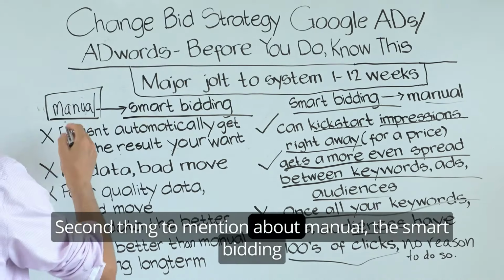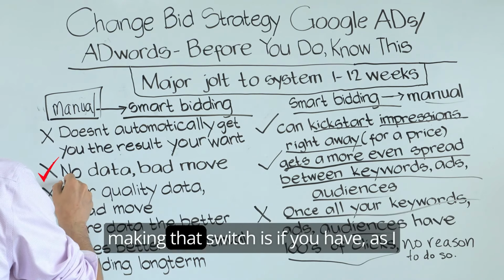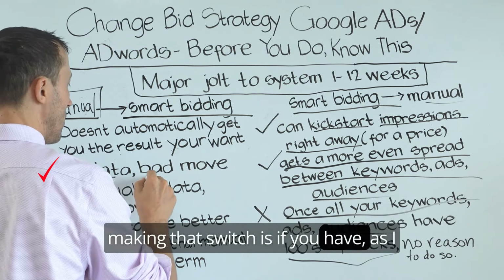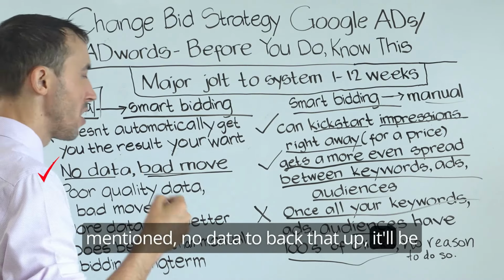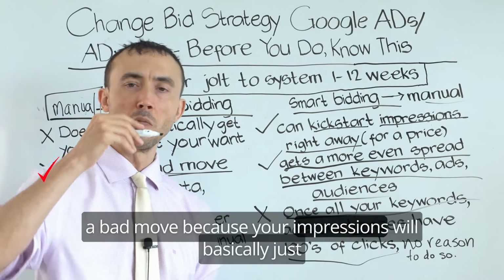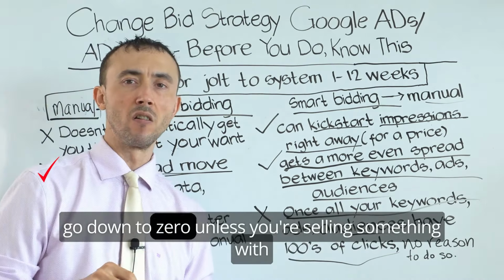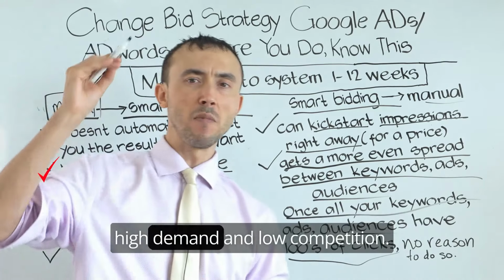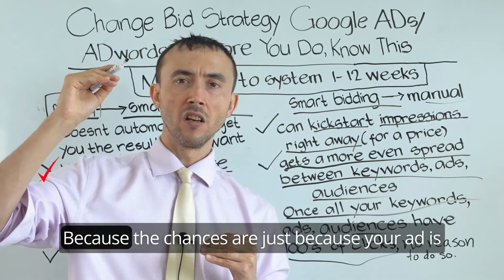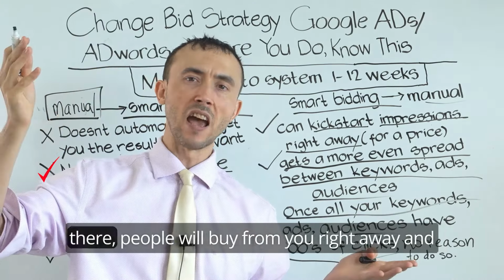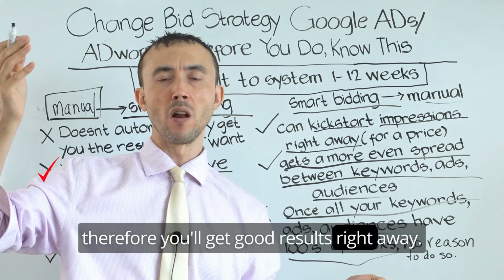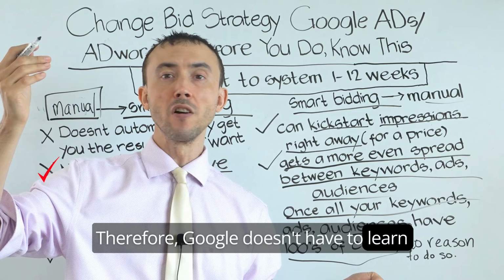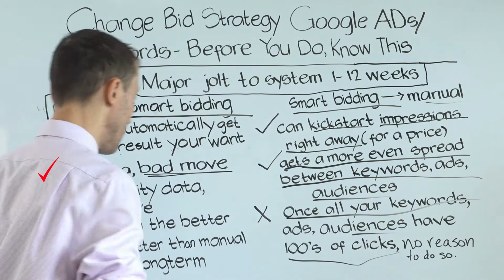The second thing to mention about switching from manual to smart bidding: if you have, as I mentioned, no data to back it up, it'll be a bad move because your impressions will basically just go down to zero. Unless you're selling something with high demand and low competition, where just because your ad is there, people will buy from you right away and you'll get good results right away.